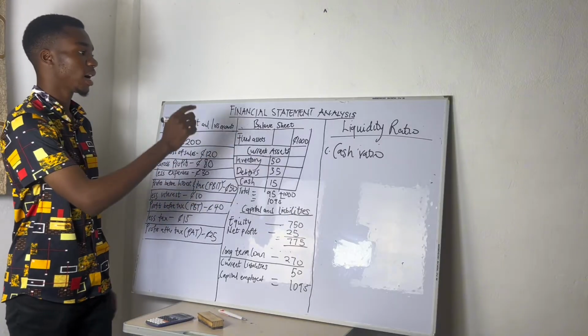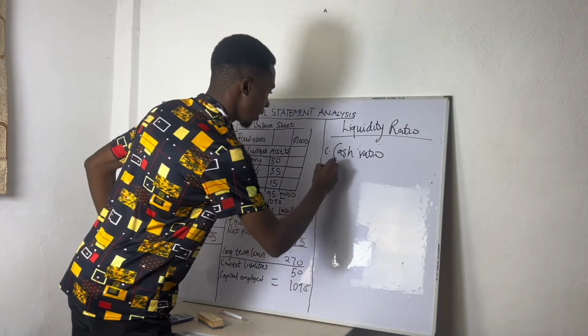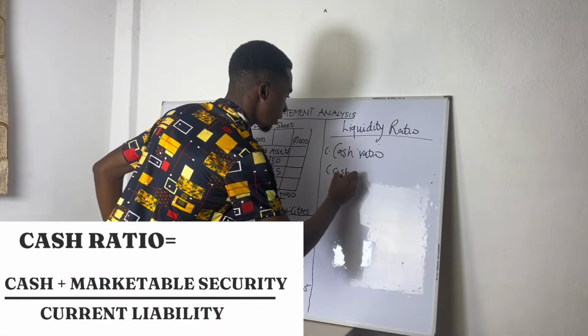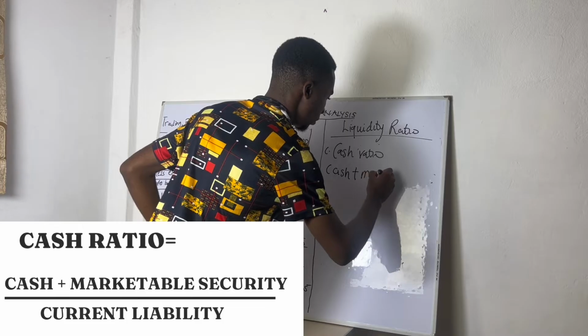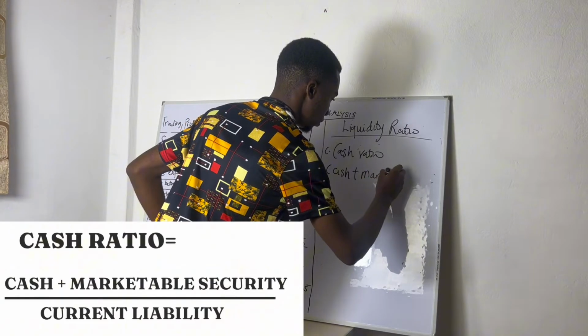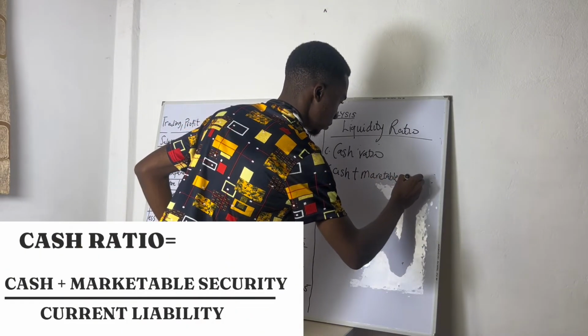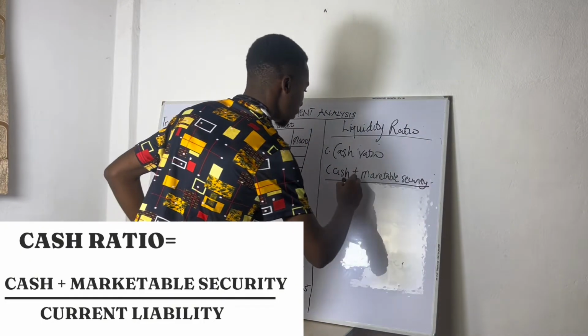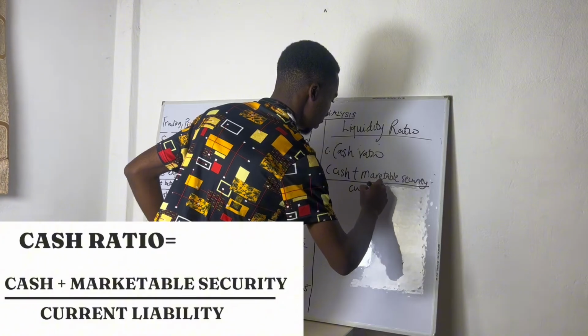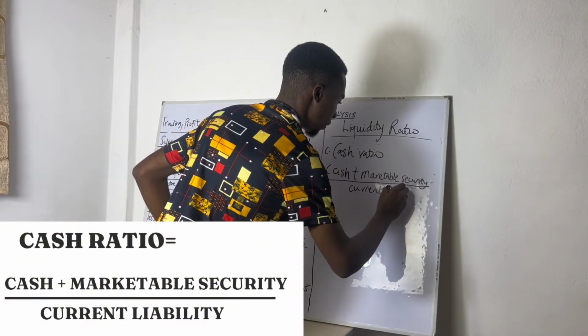And the formula for the cash ratio is cash plus the marketable securities over current liabilities.